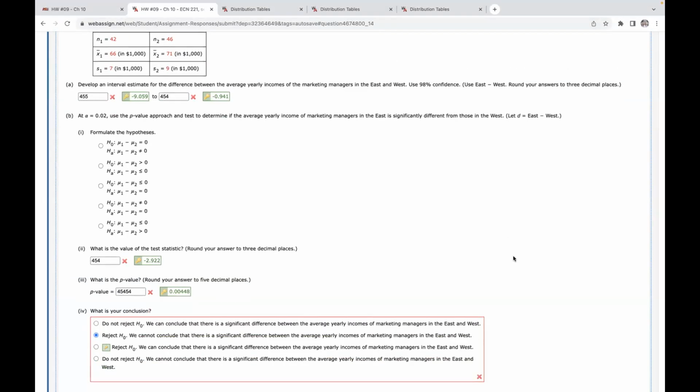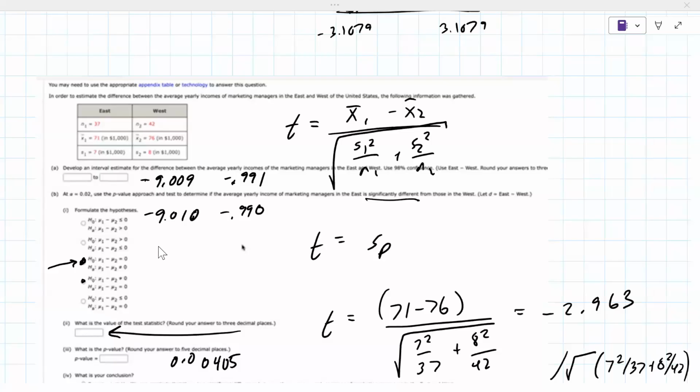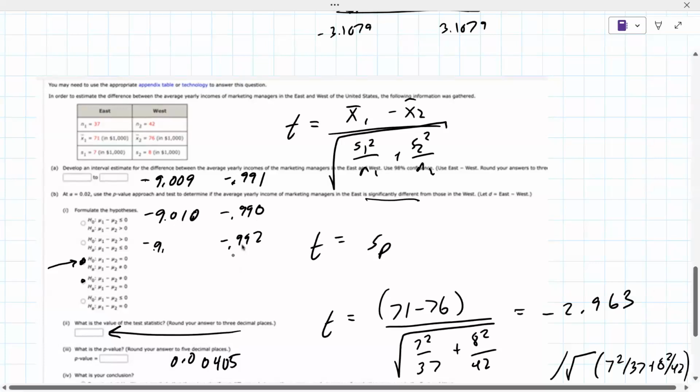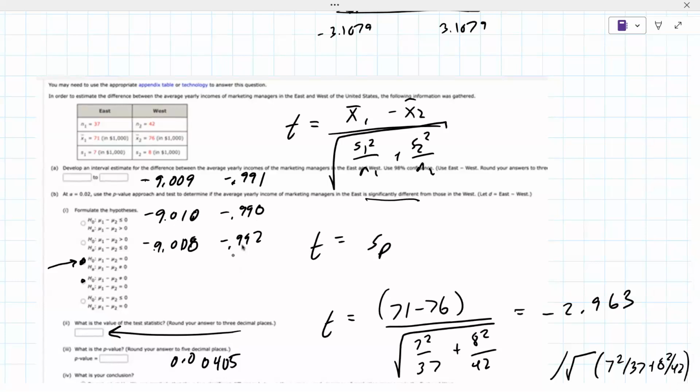Okay. All right, so let me share my screen. Okay, so try minus 9.010 and minus 0.990. And if those don't work, you can try 0.992 and minus 9.011. It's within a thousandth. I don't know what to say.